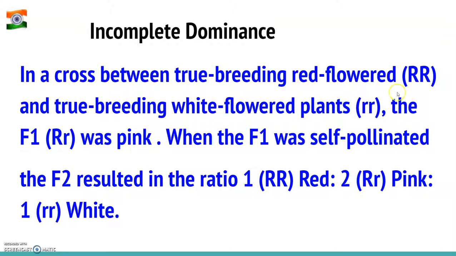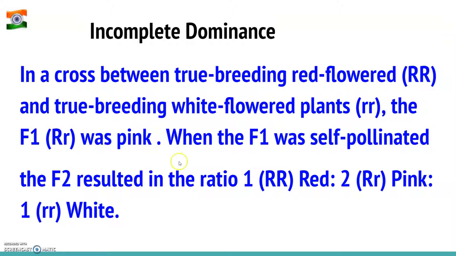Now again, here they are representing the dominant and the recessive, and in the F1 generation this time he found a different combination, that is pink. Instead of red or white, he has found pink flowers in the first generation. Now when the F1 were self-pollinated, meaning when they are crossed with the same type of combination again, what would be the result?